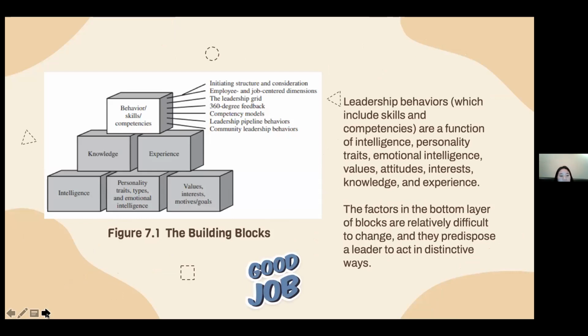And this is the figure of the building blocks. Leadership behaviors, which include skills and competencies, are a function of intelligence and personality traits, emotional intelligence, values, attitudes, interests, knowledge, and also experience. The factors in the bottom layer of the blocks are relatively difficult to change, and they predispose a leader to act in distinctive ways.